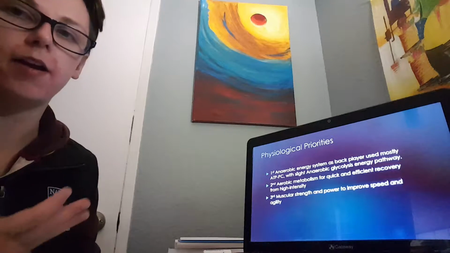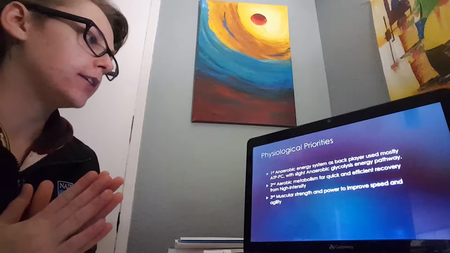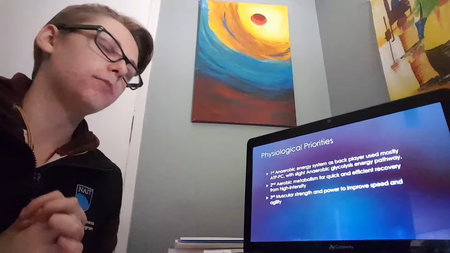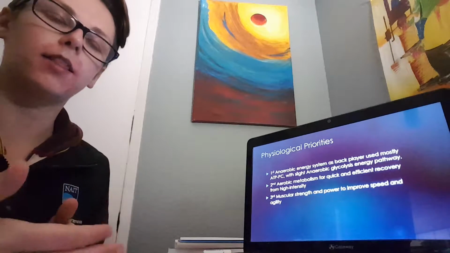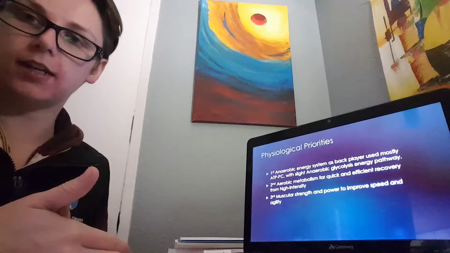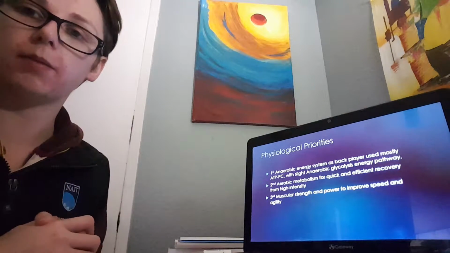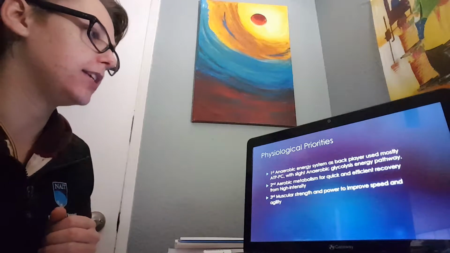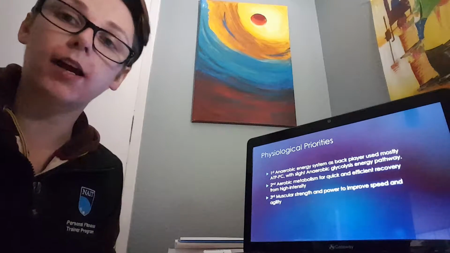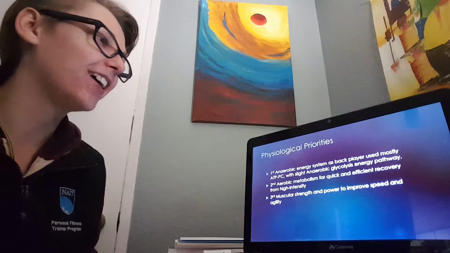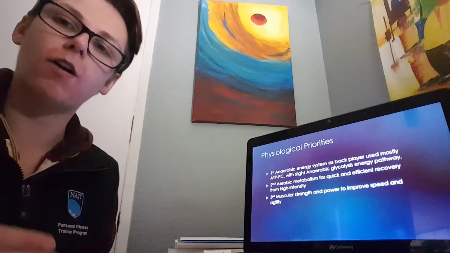So our physiological priorities. Based on the study that I found, our number one priority is going to be the anaerobic energy system, as backs spend more time sprinting for less than 12 seconds. It's very rare that they go over that 12 seconds or even sprint more than 40 meters. So they're using a lot of their ATP system with a little bit of anaerobic glycolysis energy, because they don't always get long rest periods.